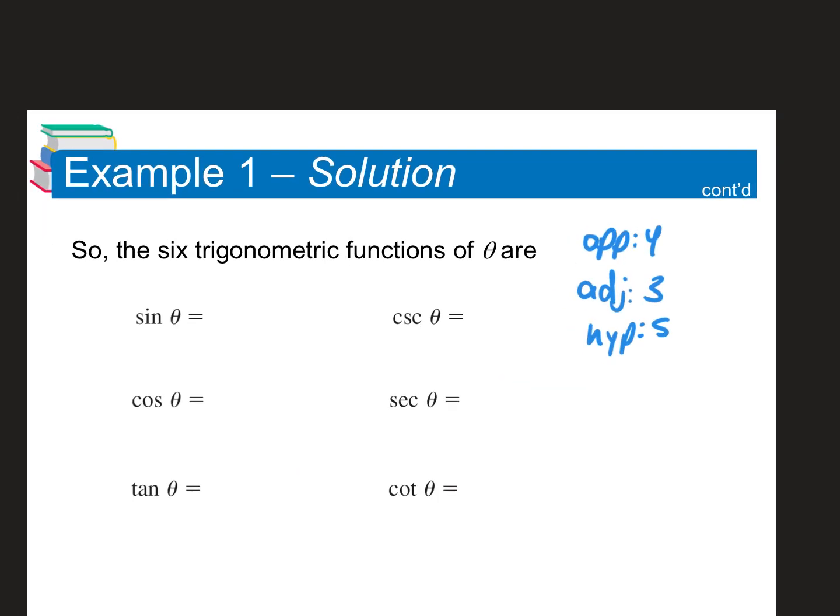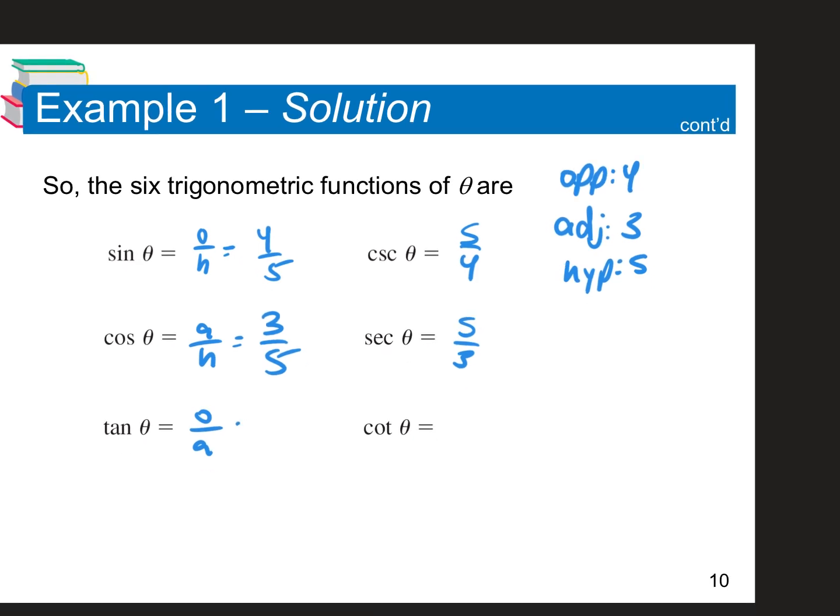Sine is what over what? Opposite over hypotenuse, which gives me 4 over 5. So what is my cosecant? 5 over 4. Flip it. All right, so cosine is adjacent over hypotenuse. Well, what is that going to give me? 3 over 5. Good. So what is your secant? 5 over 3. Okay. Tangent is opposite over adjacent, 4 over 3. So cotangent is 3/4.